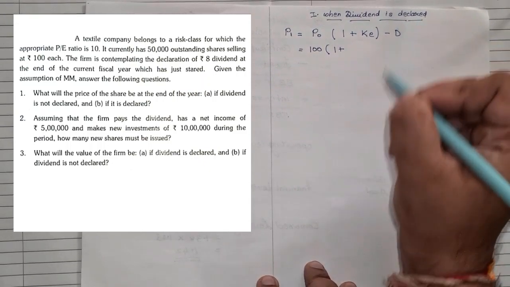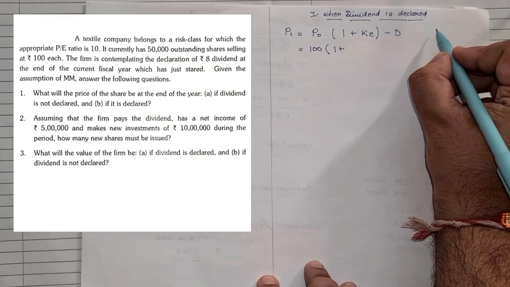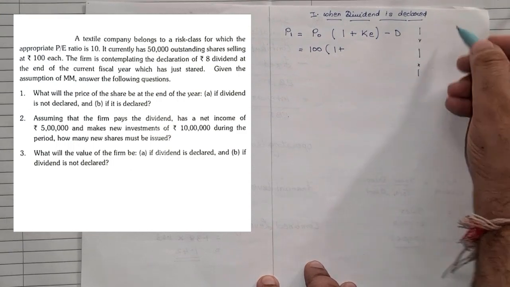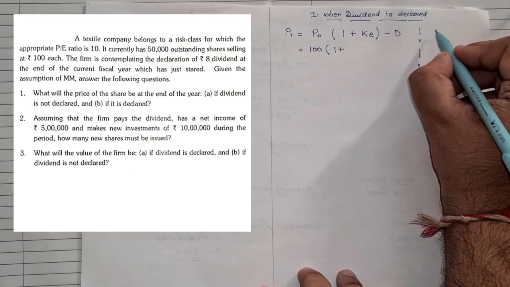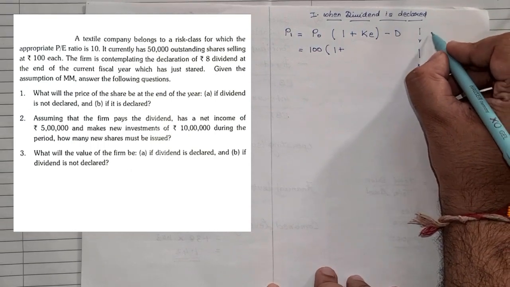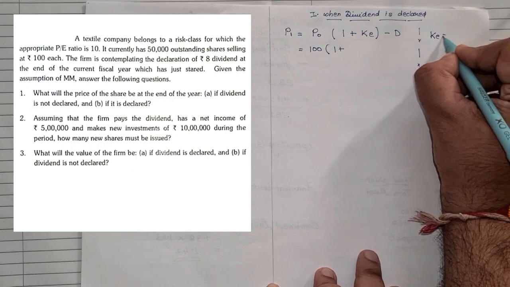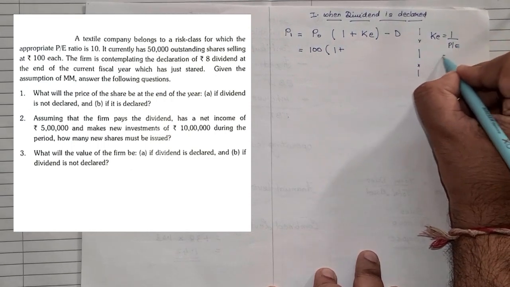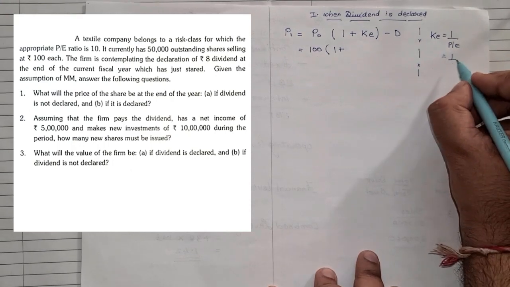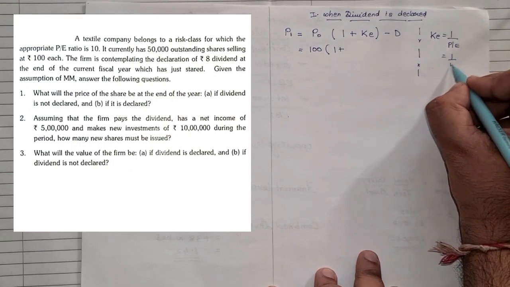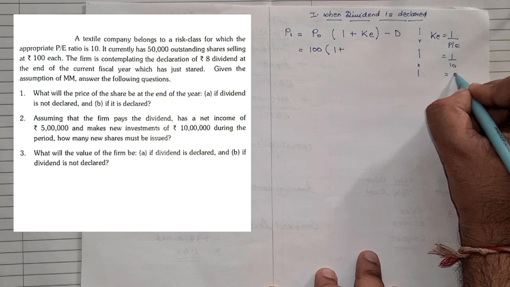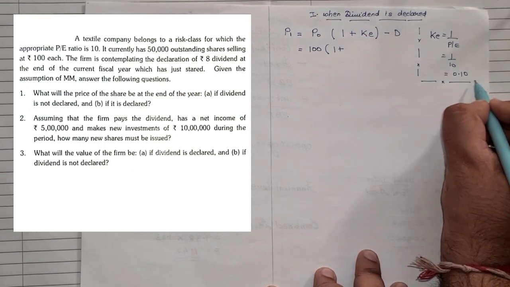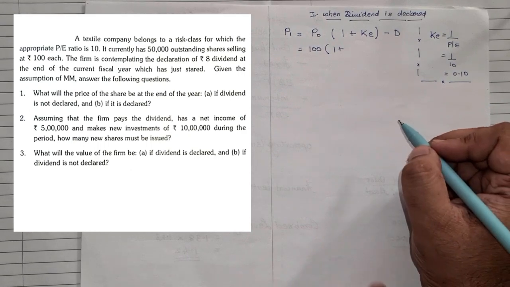Remember, if the PE ratio is given, we'll do the working here. They have given you the PE ratio, so we need to find the cost of capital. KE is nothing but 1 upon PE ratio. So that will be 1 upon 10, the PE ratio, which will become 0.10. This is just the working which we had done for KE.